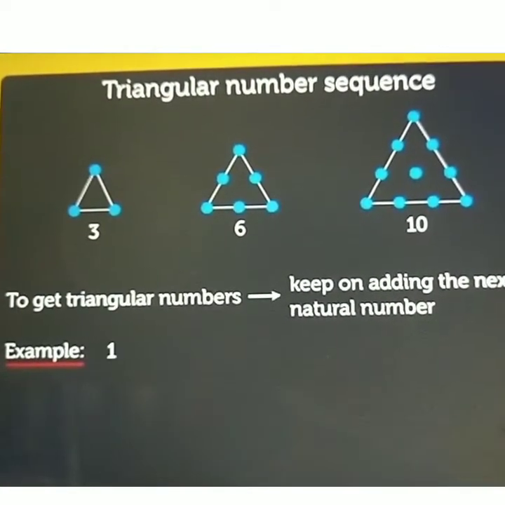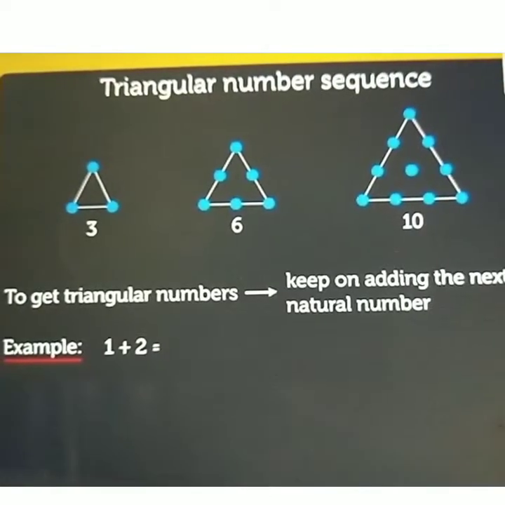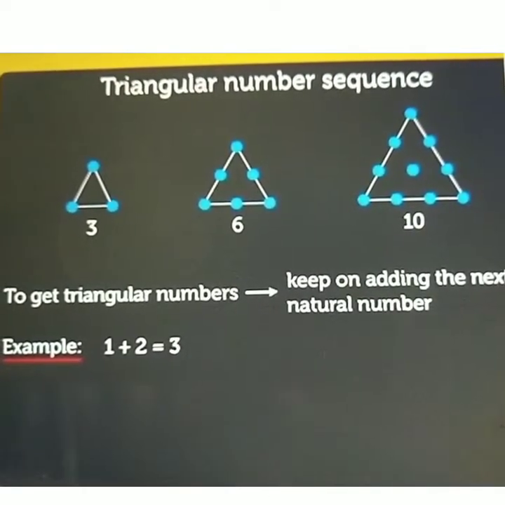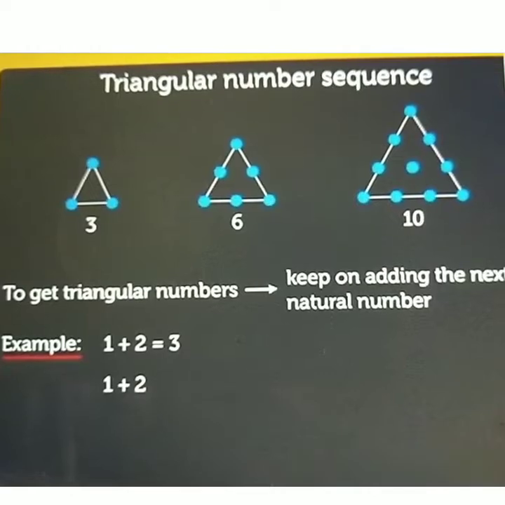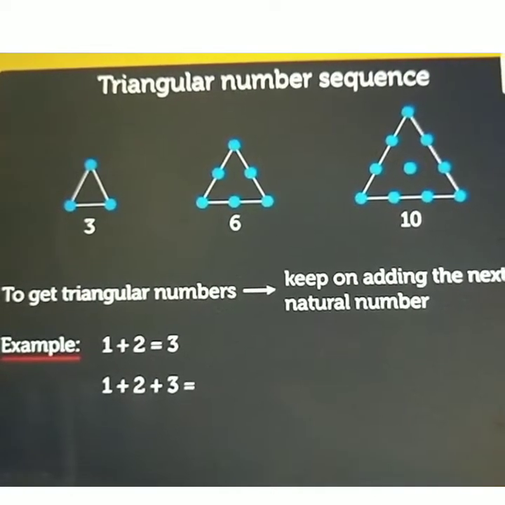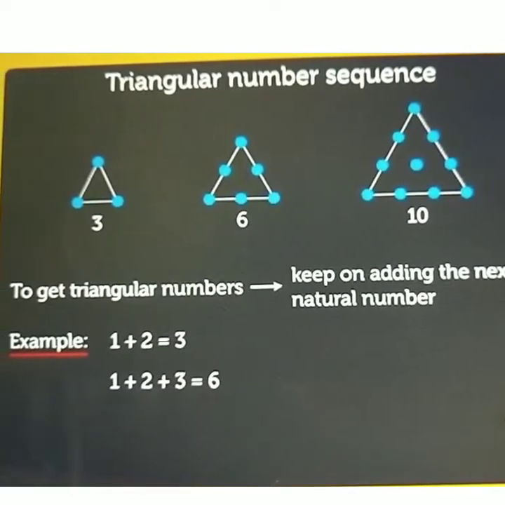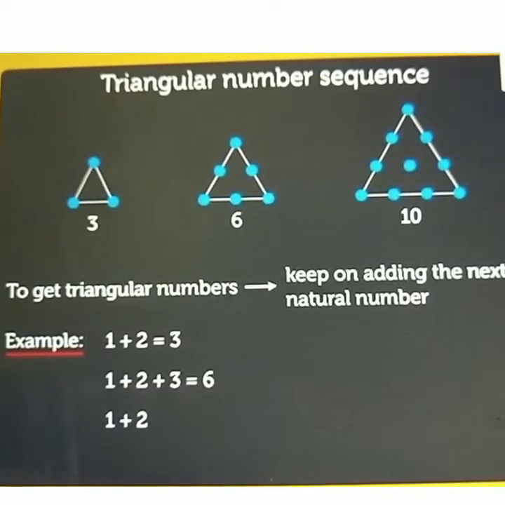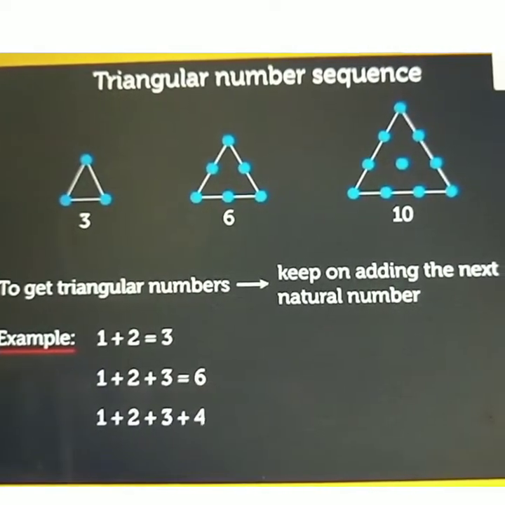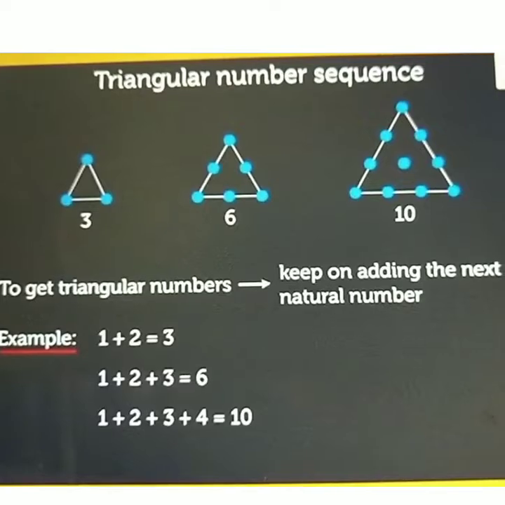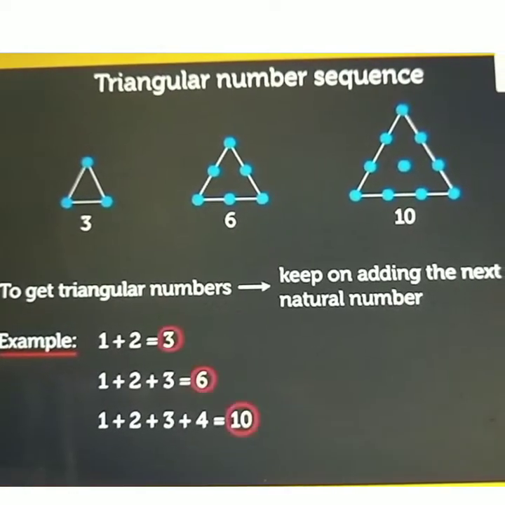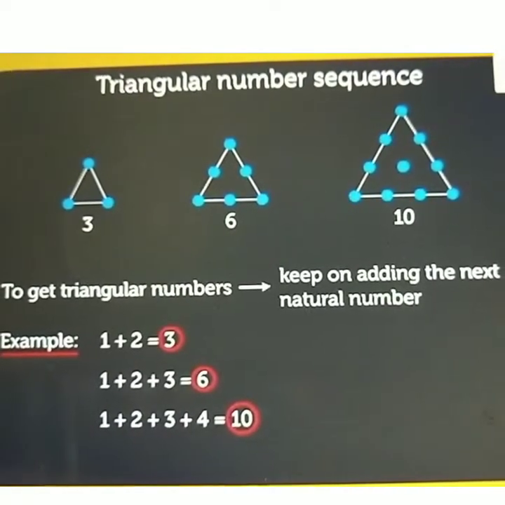For example, 1 plus 2 is equal to 3. 1 plus 2 plus 3 is equal to 6. 1 plus 2 plus 3 plus 4 is equal to 10, and so on. Look, we have got the triangular numbers.